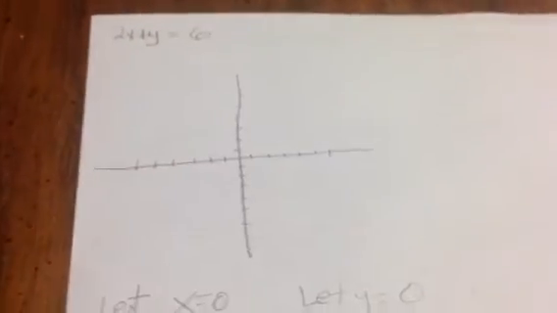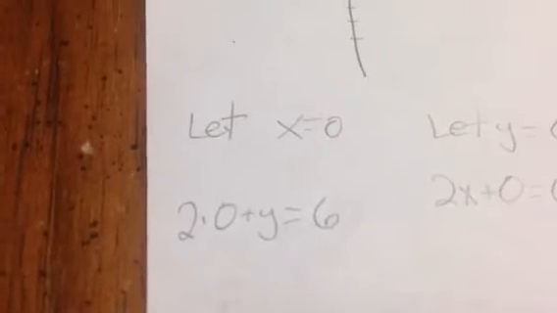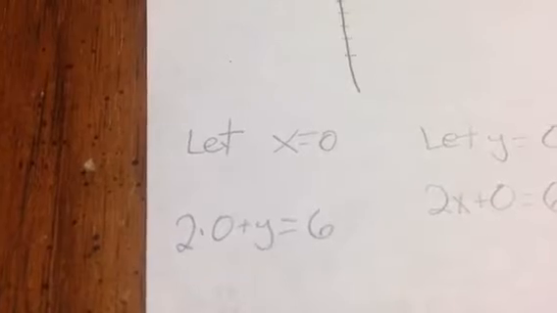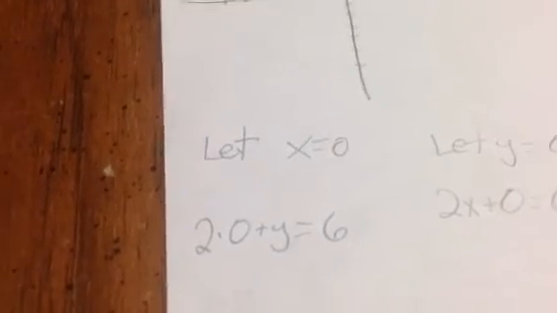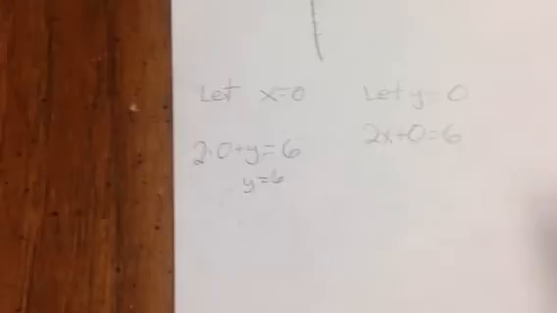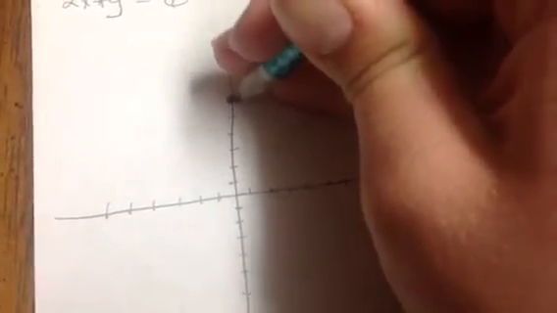Alright, so the first thing you want to do is find 2 points, that way you can graph them on the coordinate plane. So to find our first point, let x equals 0. So whenever we let x equals 0, we have 2 times 0 plus y equals 6, and this simplifies to y equals 6. So therefore, we have our first point at 0, 6, which is graphed 6 spaces up from the origin.